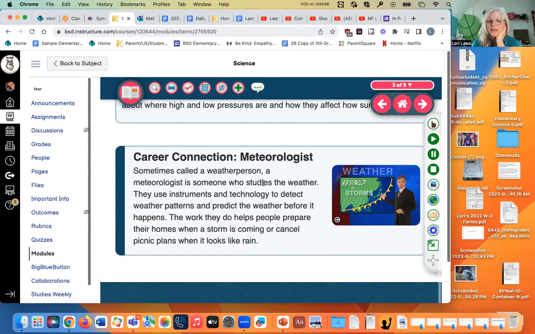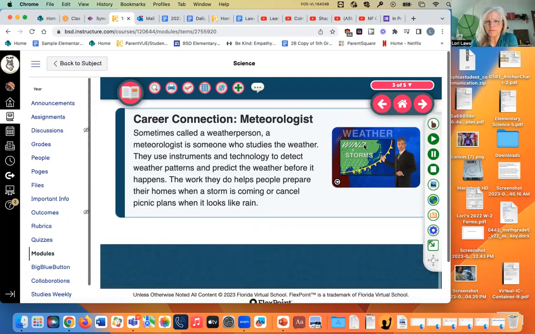Sometimes called a weather person, a meteorologist is someone who studies the weather. Does anybody want to be a meteorologist when you grow up? Be the weather person on TV? I don't see any hands raised. Nope, not going to do it. They use instruments and technology to detect weather patterns and predict the weather before it happens. The work they do helps people prepare their homes when a storm is coming, or cancel picnic plans when it looks like rain.